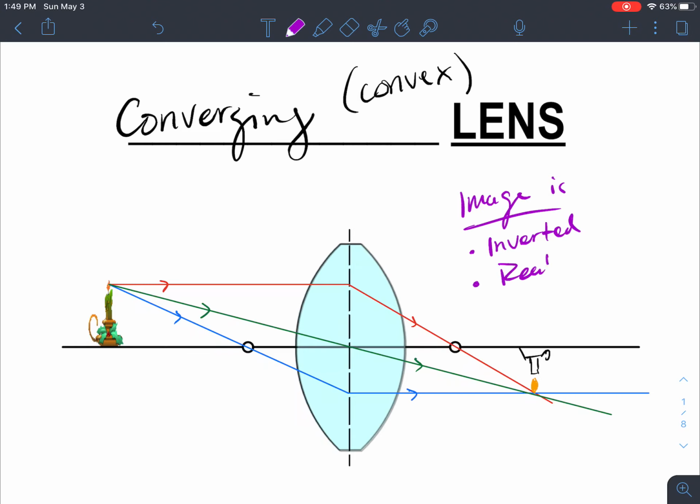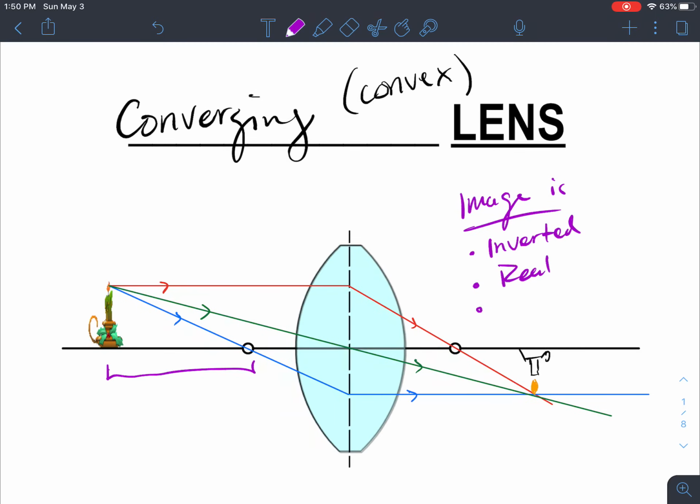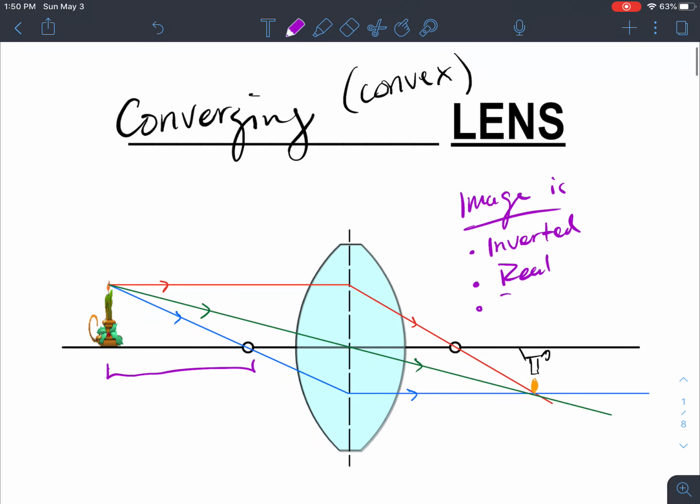It is a real image because those are real actual light rays that are forming that image. You could put a screen right there and you could project this candle onto a screen. Okay. And also you can see that it is a slightly different size. With converging lenses, if we have an object that is beyond the focal point here, it can do different things to the size. So we're going to say size varies.